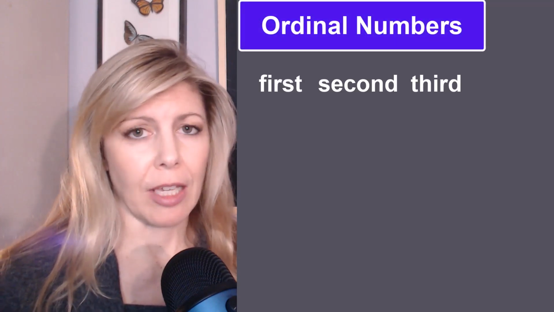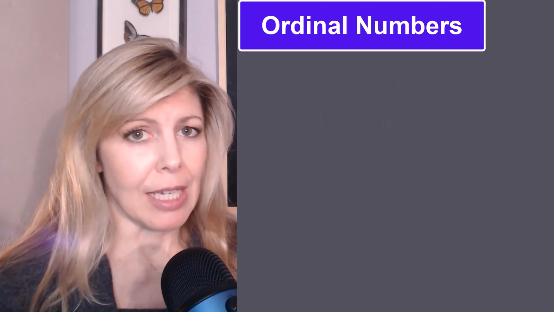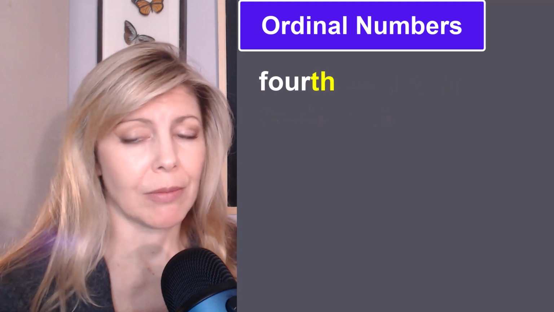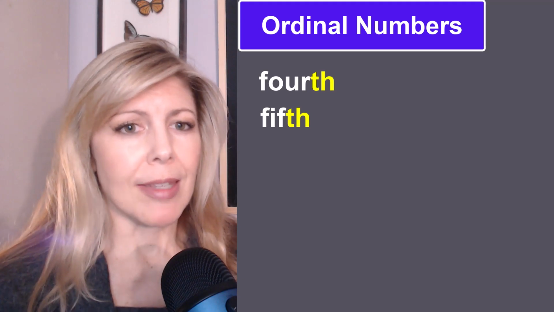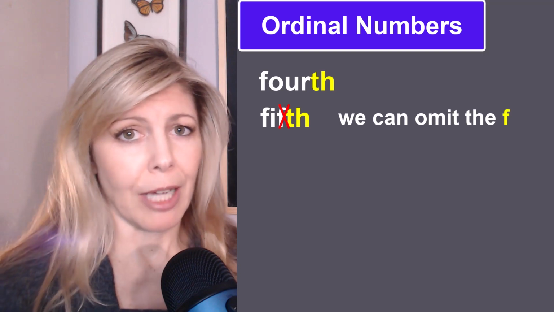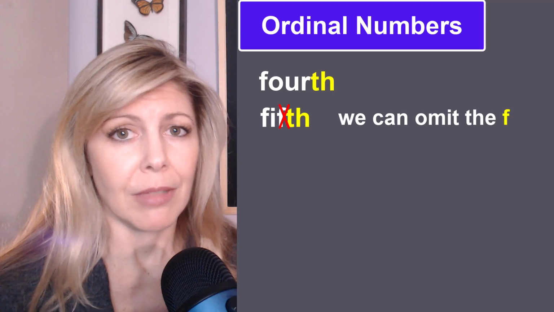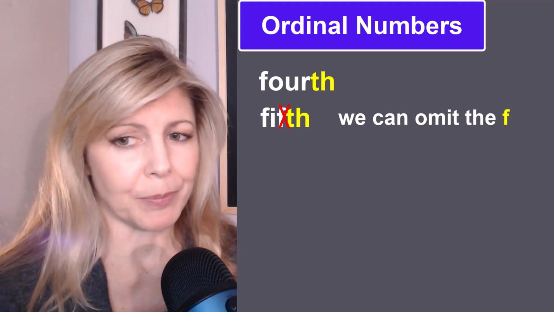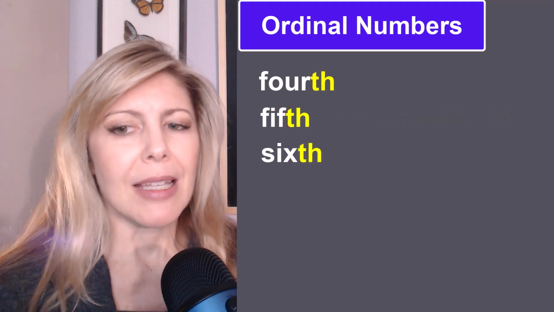Now we have some numbers. They're known as ordinal numbers, like first, second, third, fourth, fifth. Let's try a few of those. We have the TH at the end. Fourth. Fifth. Now for fifth, we can say fifth with the F, or we can leave the F out. I usually omit the F, and I think most people do that. Just say fifth. I think it's easier and it's more clear instead of fifth. All right. Sixth.